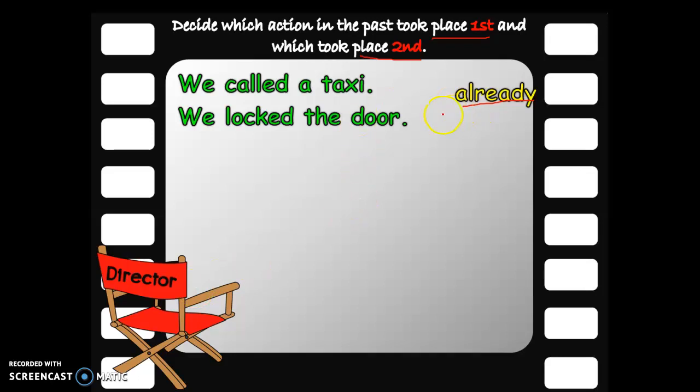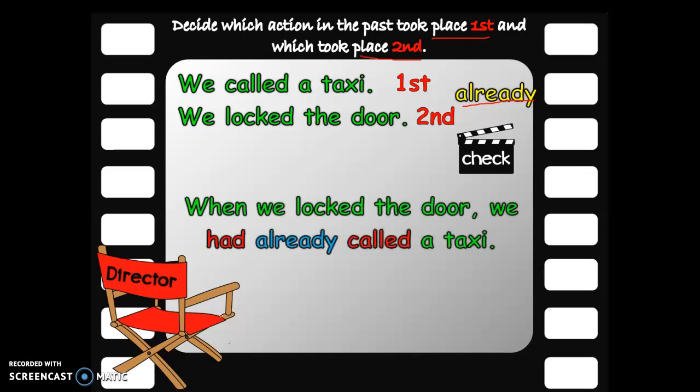We use it to emphasize as well. For example, here we have two sentences. We called a taxi and we locked the door. We need to decide which action in the past took place first and which took place second. Let's say we called a taxi was first and we locked the door was second. It means that we need to express the first one in the past perfect and the second one using the simple past.